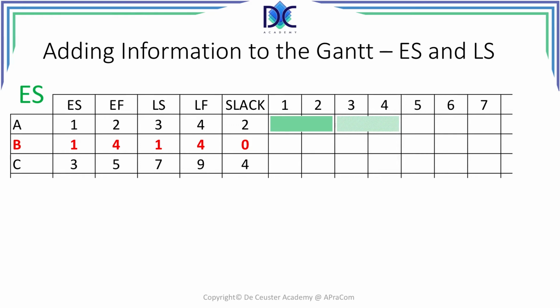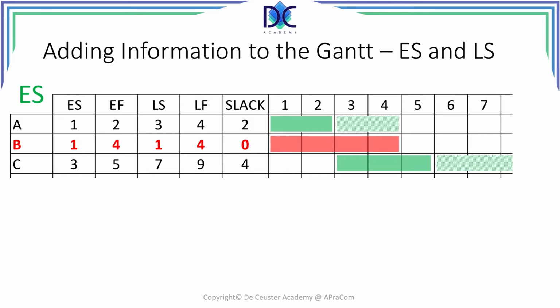For task B, B starts in period 1 and finishes in 4. It is a critical path task, so I indicate it in red. Activity C starts at period 3 and ends at 5 and has a slack of 4 periods. So we can add this. You see that we stopped already at period 7, but in reality it has to continue further.